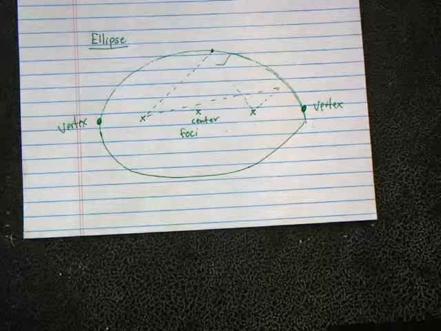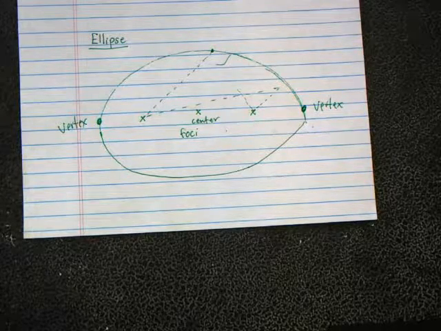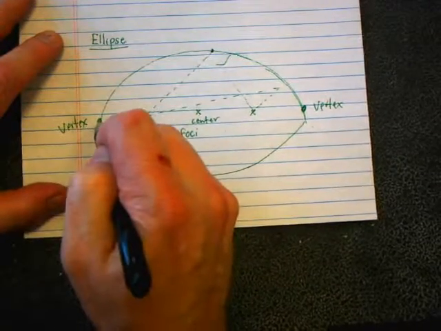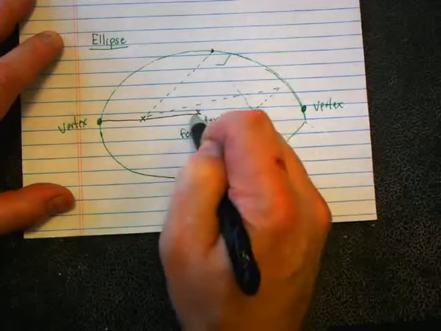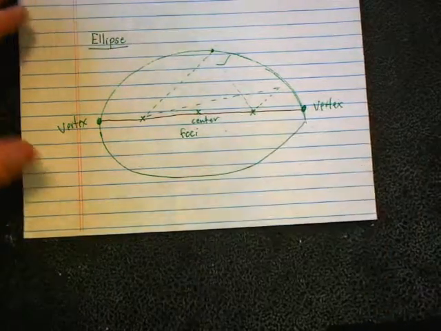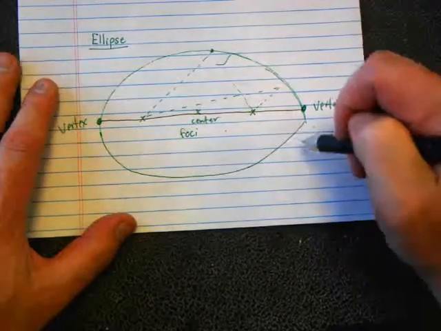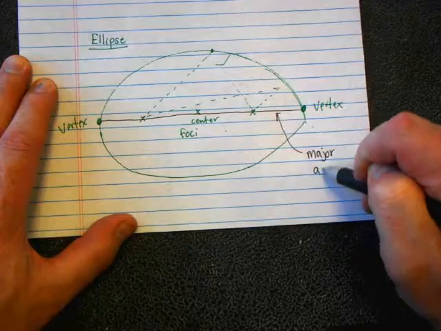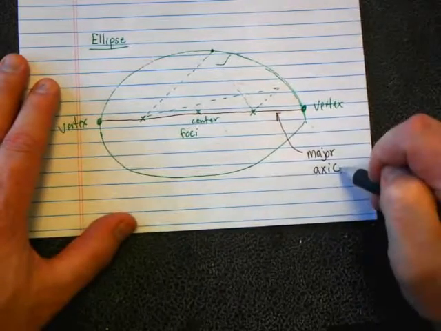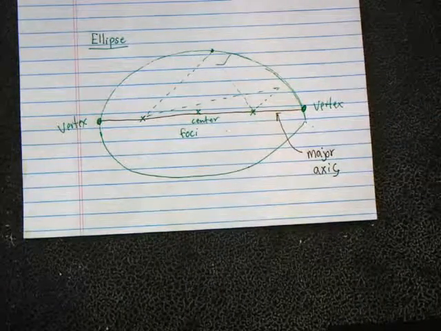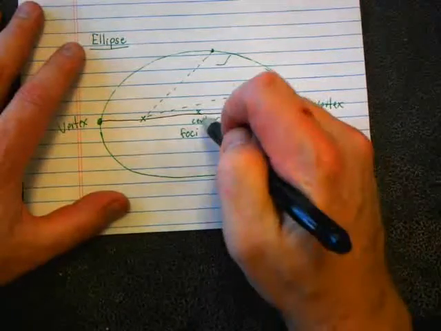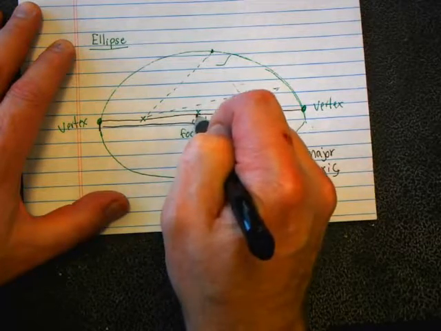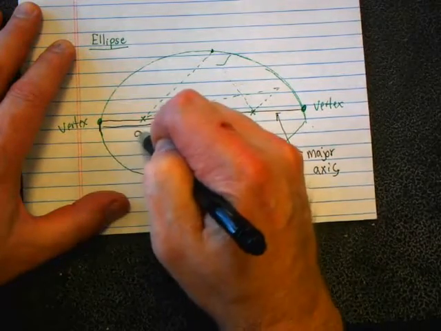Sometimes, I ask easy questions and I make them sound like they're going to be hard. This distance here, this line going through the foci, going from vertex to vertex, this is called the major axis. This distance from the center to a vertex, that length, that's typically called A.